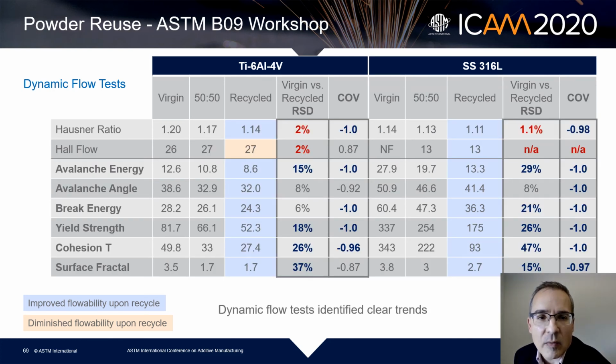That same data now, this used the Mercury Scientific. They looked at avalanche energy, angles, break energy, and some other parameters, and you see moderate to very strong variations between the numbers going from virgin to recycled, but also in most cases very good correlation for the three. So this one clearly identified those trends.